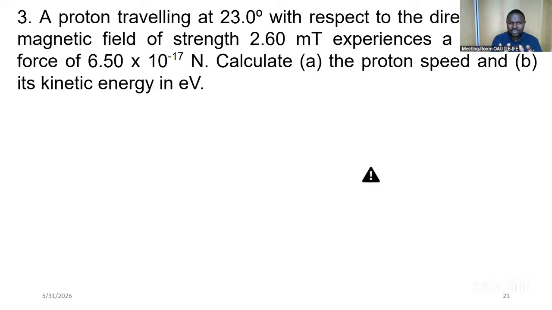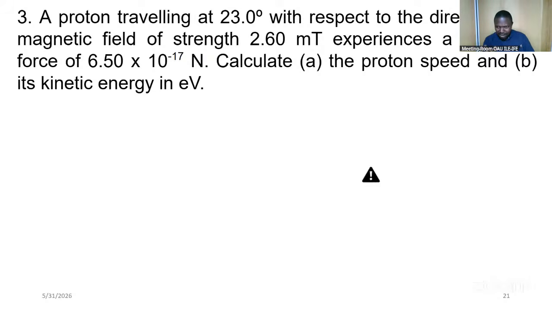A proton is traveling at 23 degrees with respect to the direction of a magnetic field of strength B. You are given the angle, which is 23 degrees, and the magnetic strength B, which is 2.60 millitesla. But may I tell you something? Some of my students neglect that milli. Milli is 10 to the power of what? They said minus 3. Yes, you got it right. So you must remember to convert that to the whole Tesla.